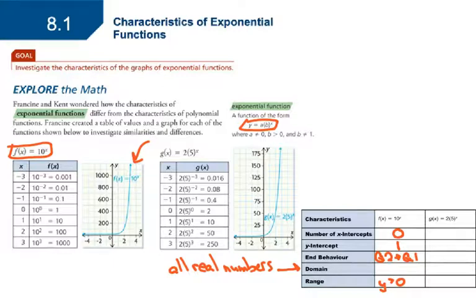Looking at the second function, g of x equals 2 times 5 to the power of x, we can see again we have no x-intercepts. Again, the y-intercept is difficult to see because of the scale, but it is at 2 this time. The end behavior is actually the same. It goes from quadrant 2 into quadrant 1. The domain is also all real numbers. And the range again is y is greater than 0. So we can see a number of similarities. The only difference is the y-intercept. And the y-intercept is different because of the presence of a in this function. It's a 2. That will actually dictate the location of the y-intercept.